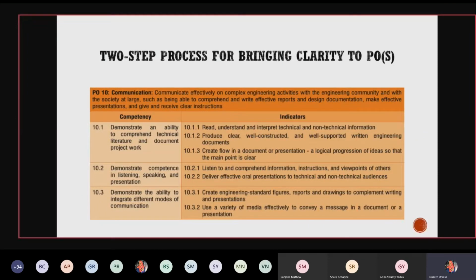So if you observe just one program outcome, there is so much in it to understand. You can't simply frame your course outcome and try to match it directly with your program outcome. We need to understand each of the competencies and performance indicators pertaining to each of the program outcomes, which are listed by the National Board of Accreditation.